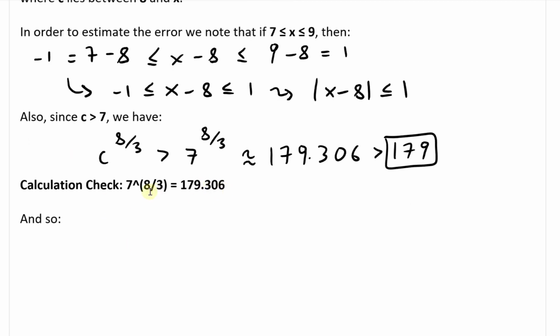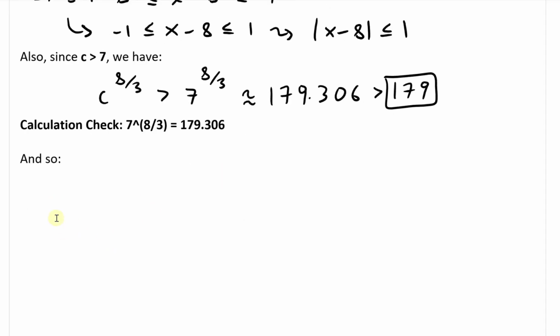Alright, so now that we have this, and also here's just a calculation check in my OneNote: 7 to the power of 8 over 3, equals, yeah, so about 179.306, and it rounds up to 306, like that. So what we have now, and I'll just remove this period.